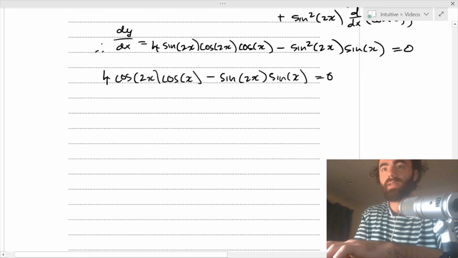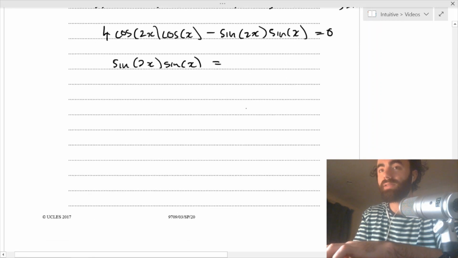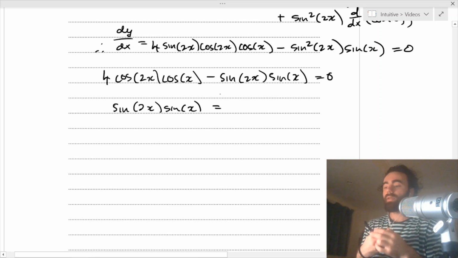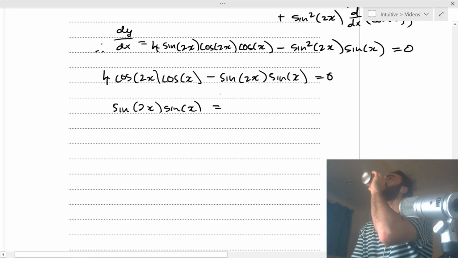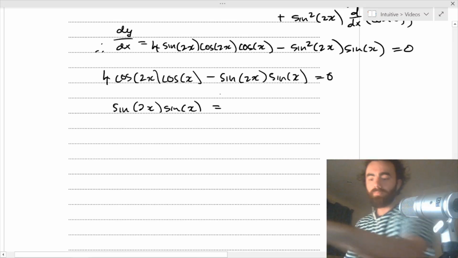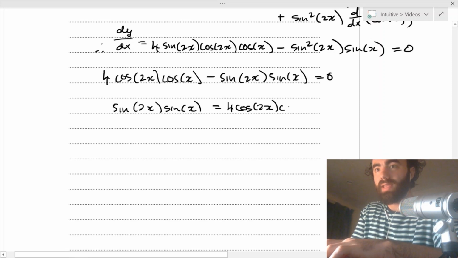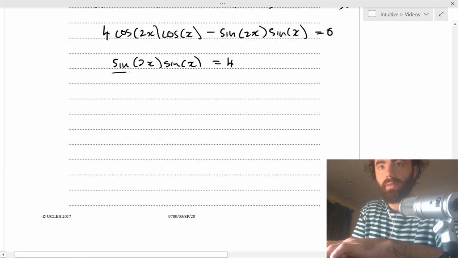I'll take the sines over, so we get sine of 2x sine of x. Now I just need to solve for x, meaning I need to get it all in terms of one trig function. So I'm taking that sine over, and this is 4 cos of 2x. I'm thinking tan immediately here, so I'm going to divide through by that.